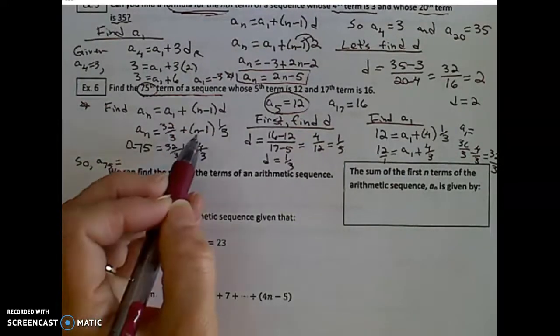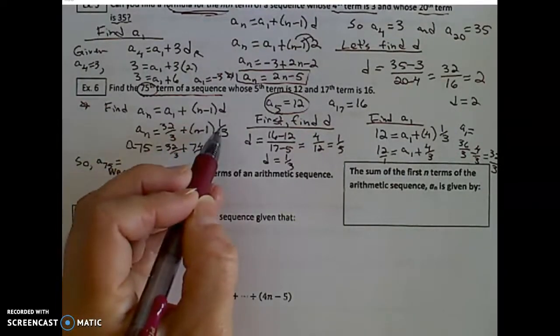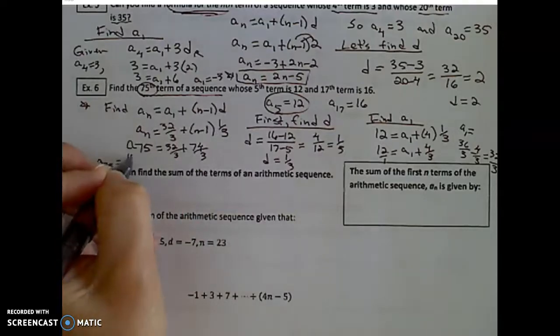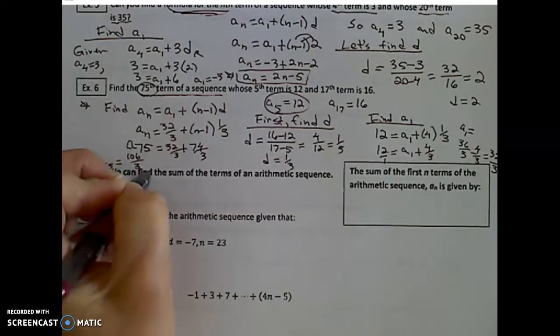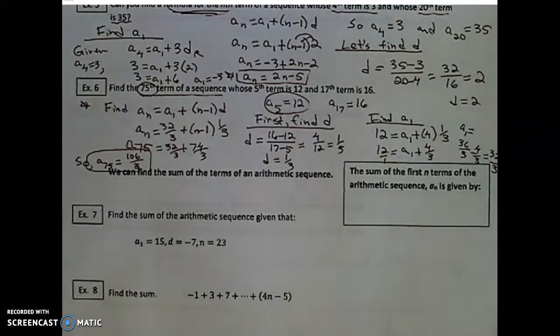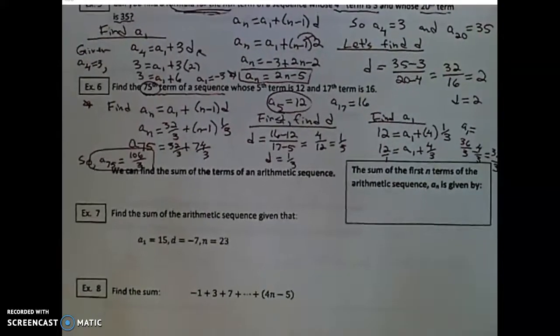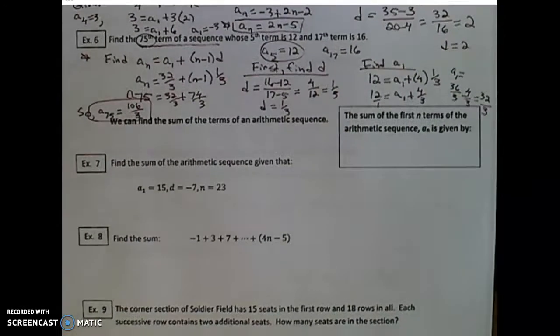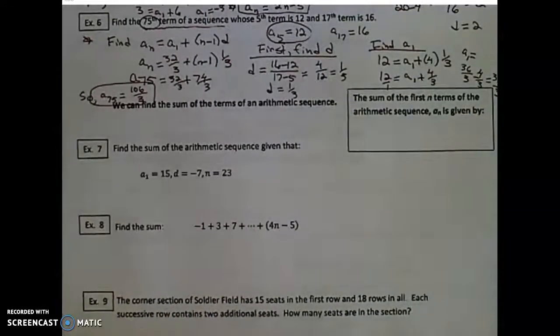All right, first term plus 74 of those thirds, 74/3, and I get 106/3 for my 75th term of that sequence. Alrighty, it's important to be able to find the sum of an arithmetic sequence of these special patterns.